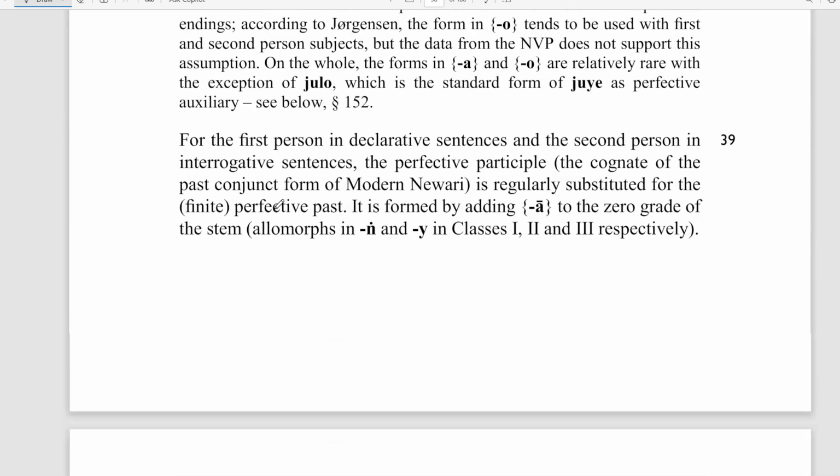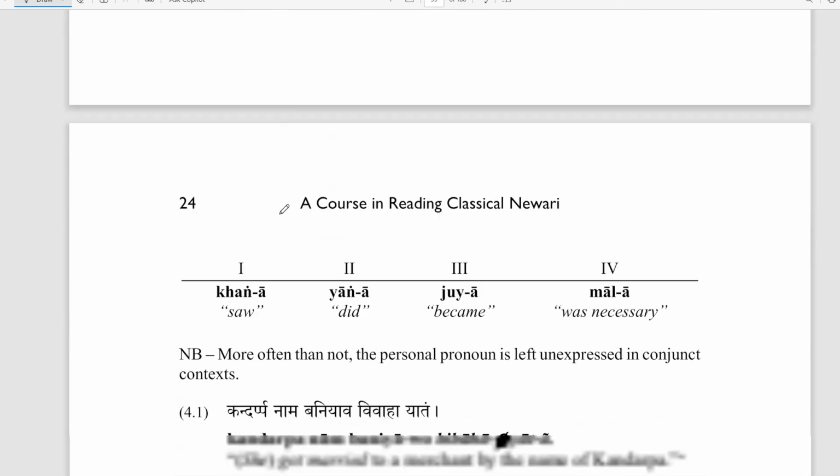And then in contrast to the perfective past, we have the perfective participle. So this chart is for the perfective participle. It's the R ending added to the 0 grade. So for the first class and second class, you have na, and added with an R ending, so it becomes na. So every time you see an R ending in a verb, 90% it is just a perfective participle, and it always goes with the first person declarative sentence and the second person interrogative sentence.